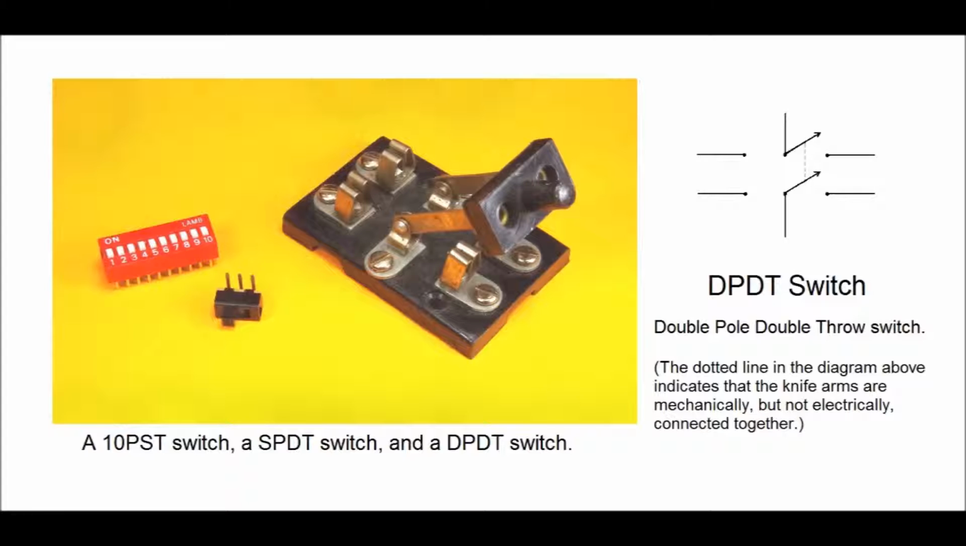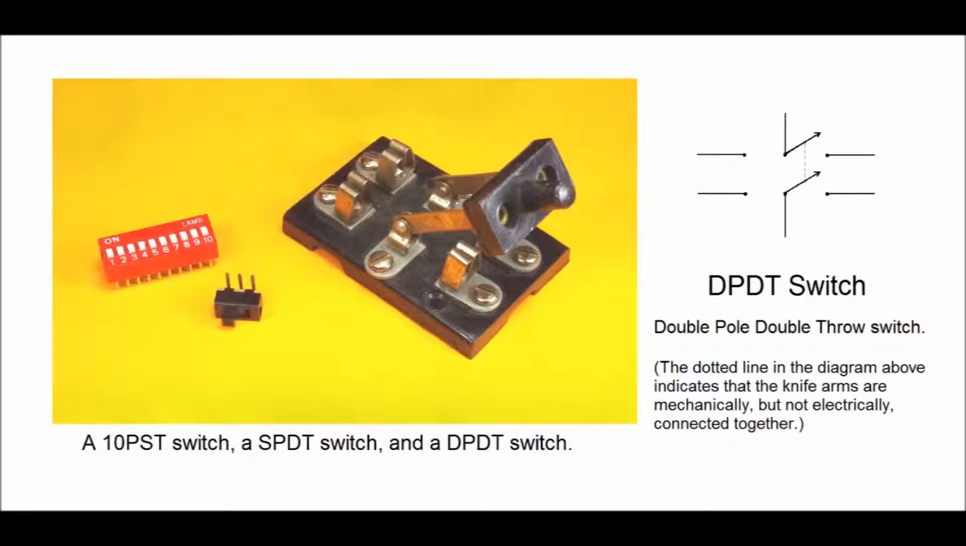This next photo shows several multi-pole switches. The one at the left of the photo is a 10PST dual inline package switch. Each of the 10 individual switches can be either on or off and are all independent from one another. The small switch in the center of the photo is an SPDT switch, and the large switch at the right is a DPDT switch. The component diagram shows this double pole, double throw switch.